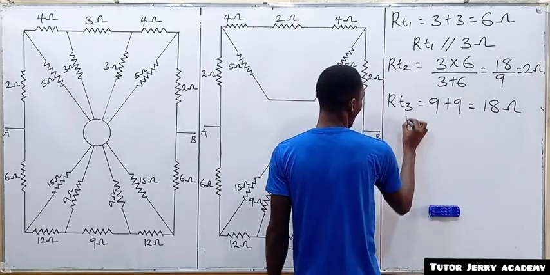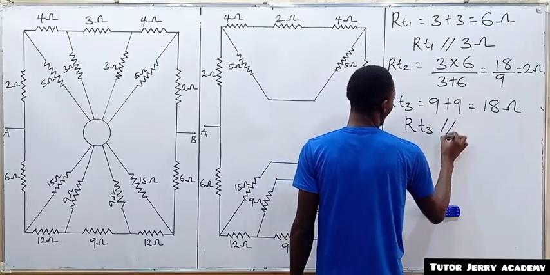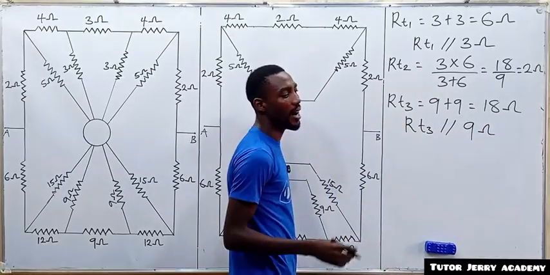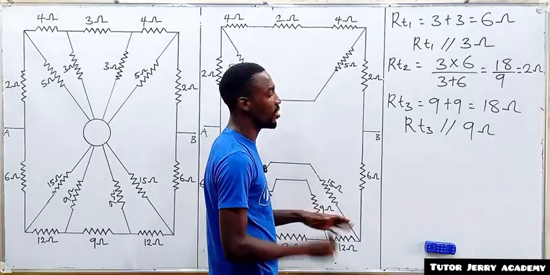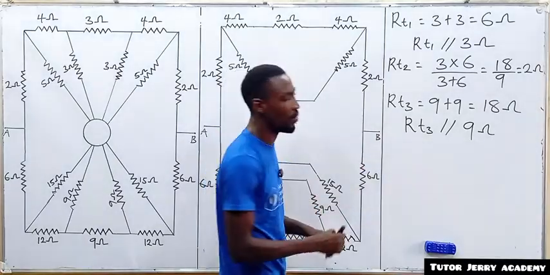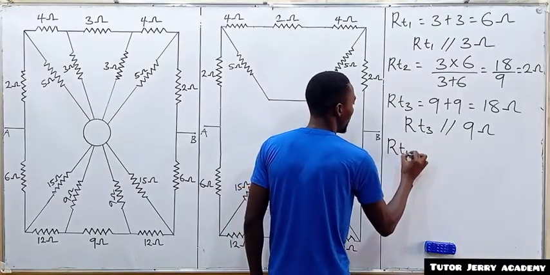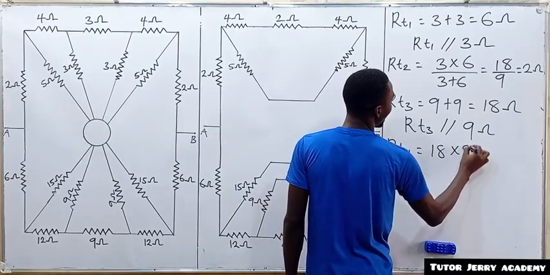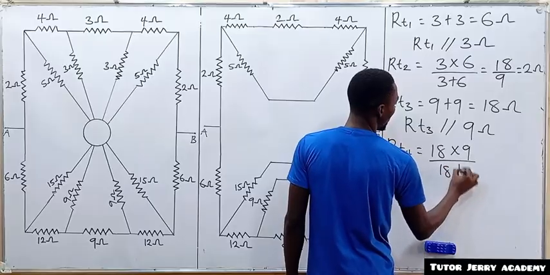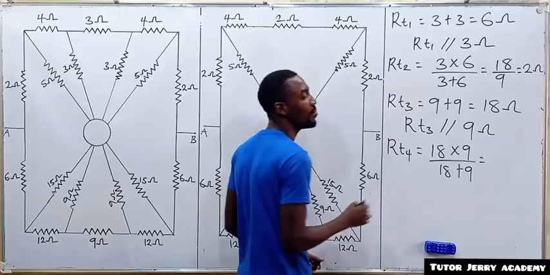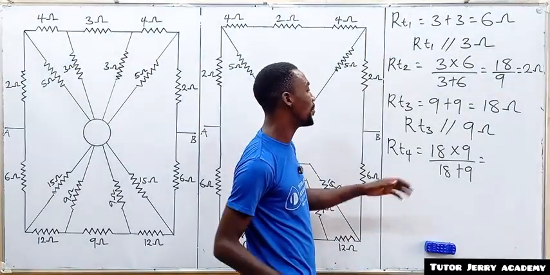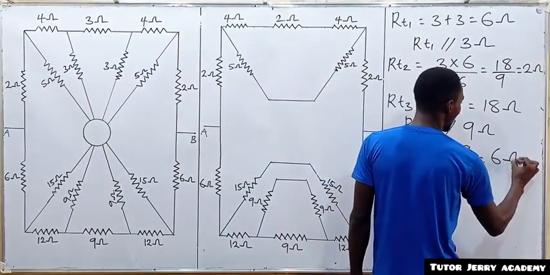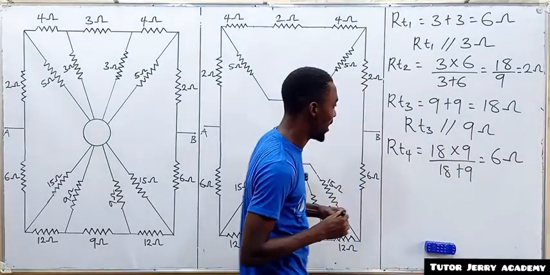All right, so RT3 will now be parallel to what? 9 ohms. So the combined effect of that, let's call it RT4. RT4 will be equals to 18 multiplied by 9 all over 18 plus 9. So 18 multiplied by 9 divided by 18 plus 9 is going to give us what? 6 ohms. So our answer here is going to be 6 ohms. So that is what we are going to have.